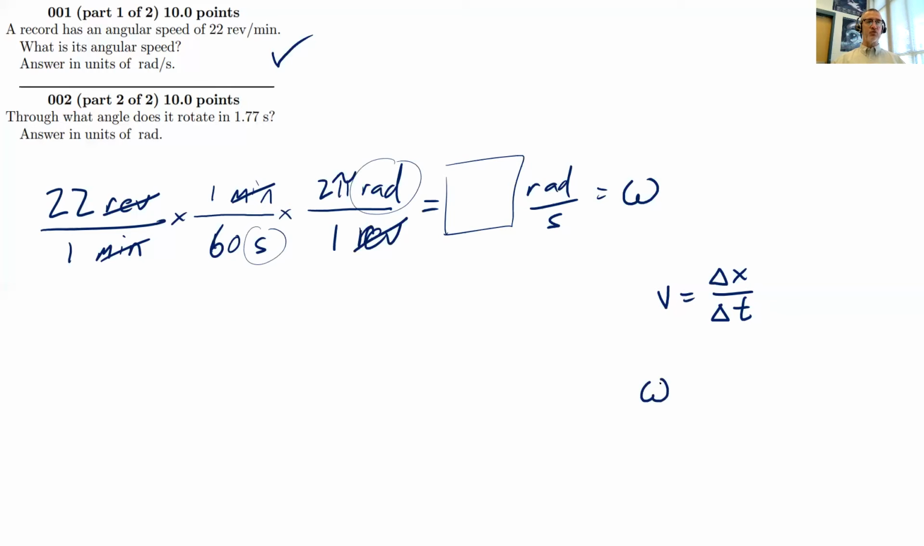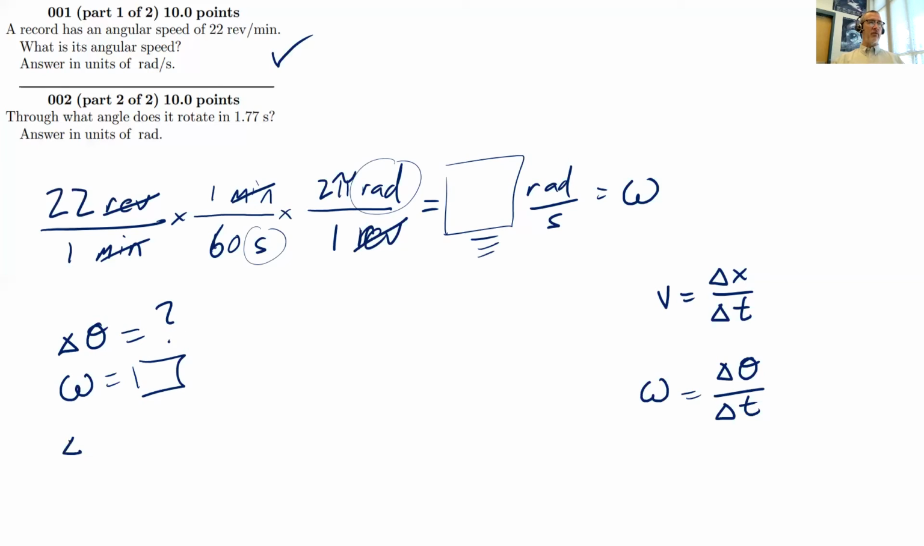The same thing happens with angular velocity, where it's going to be the change in angular position divided by the change in time. So in this case, I have the omega, I have the angular velocity of so many radians per second, and I'm looking for through what angle does it rotate? Well, that's going to be the theta. So I'm looking for the change in theta. I have the omega that I just solved for before in my radians per second. I do know that my elapsed time is going to be 1.77 seconds in my problem.